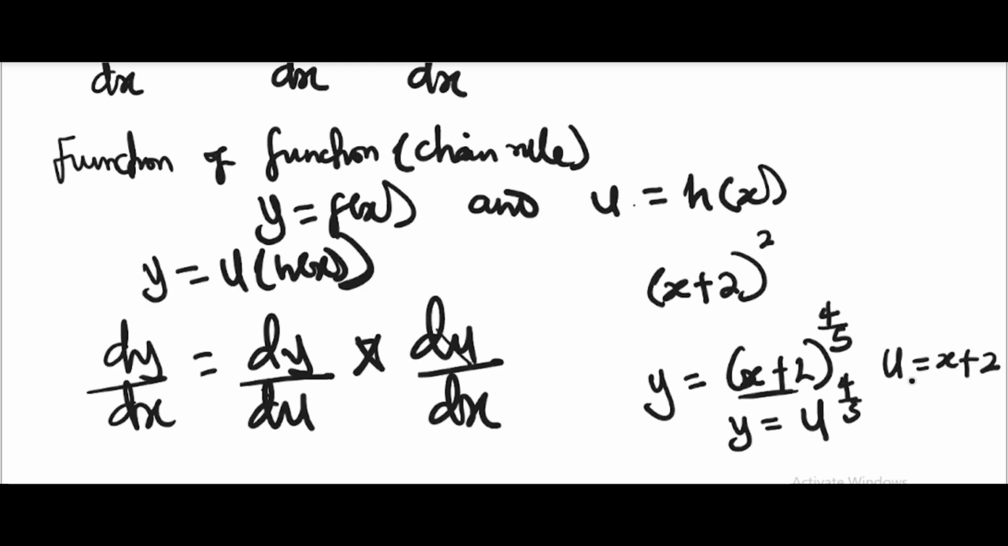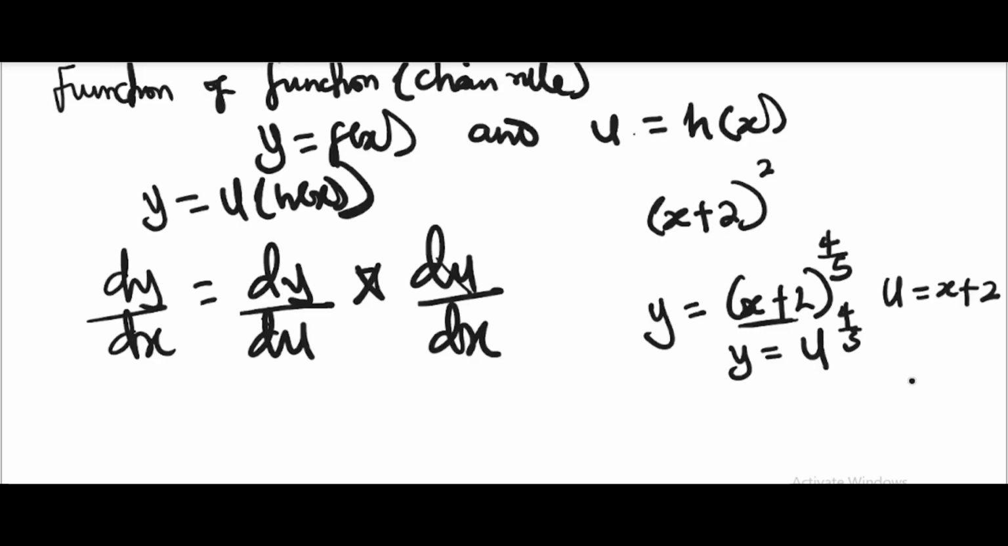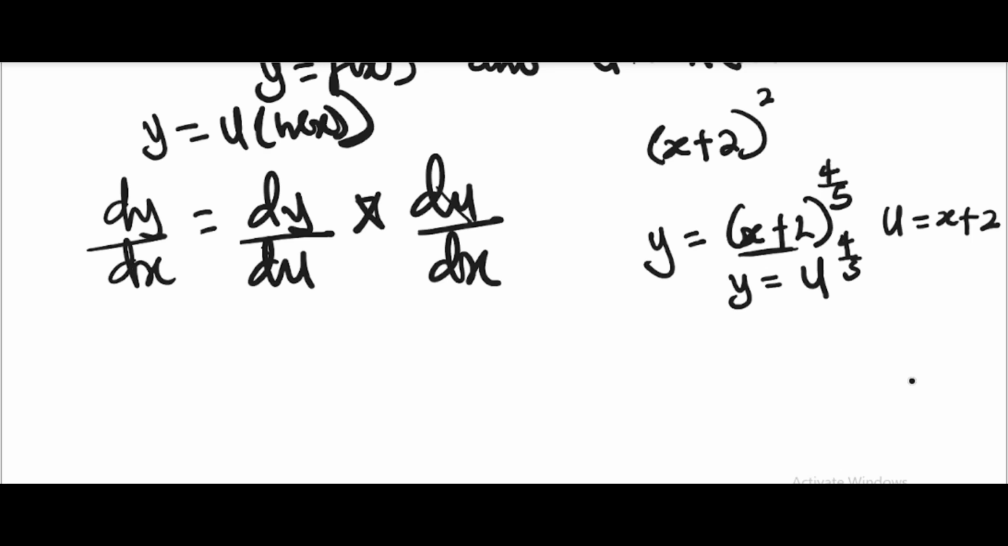Are you seeing it now? So that is function of a function. Okay, so now let's look at all the rules, then we look at examples. The next one will be the product rule.